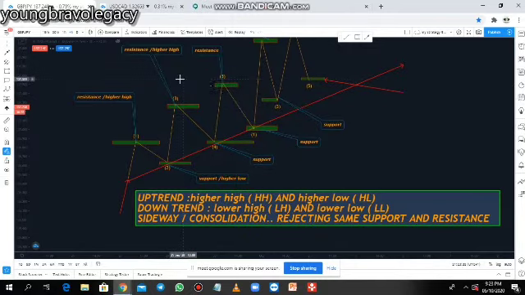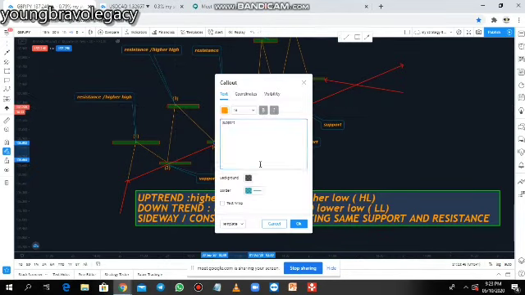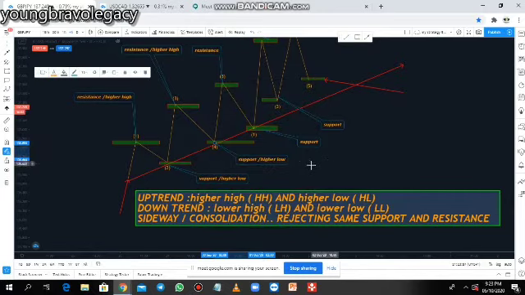So from here we came down again to this area. Now this is our new higher low. Why is this our new higher low? Because this as well is a high, but it's not higher than the previous high. So we have a new higher low.